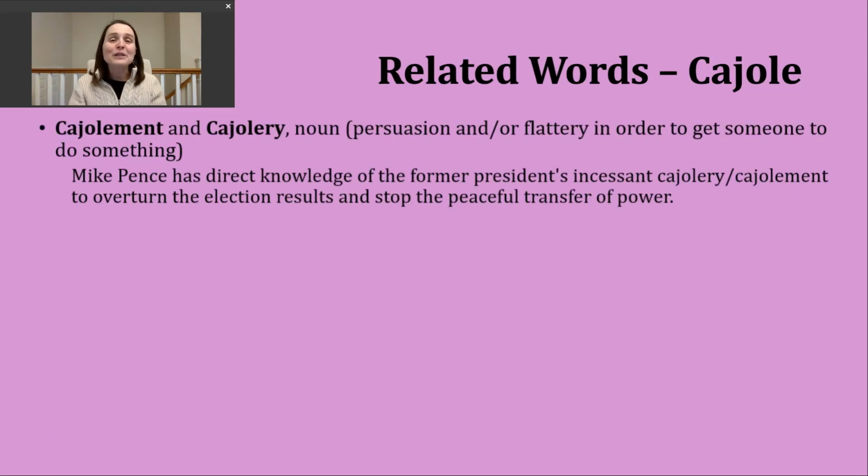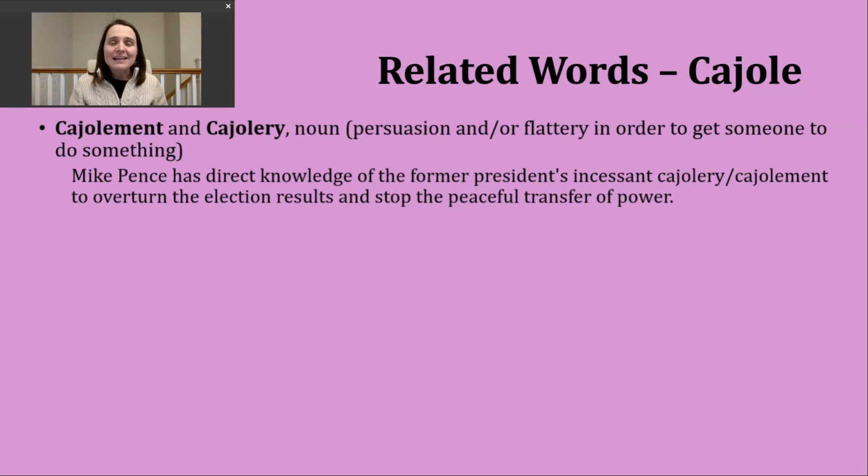Now let's spend a moment looking at some words related to our verb cajole. We're going to look at two nouns together. We're going to look at cajolement and cajolery. Both of these nouns refer to the act of cajoling someone. So another way to say that, it refers to persuasion or flattery in order to get someone to do something.